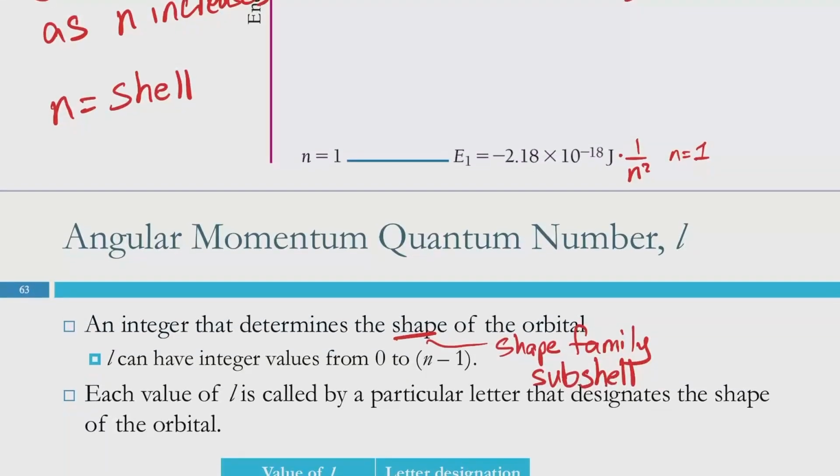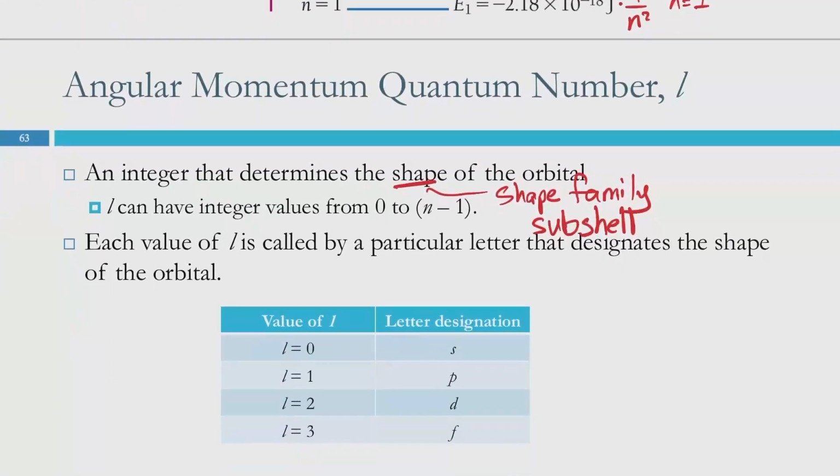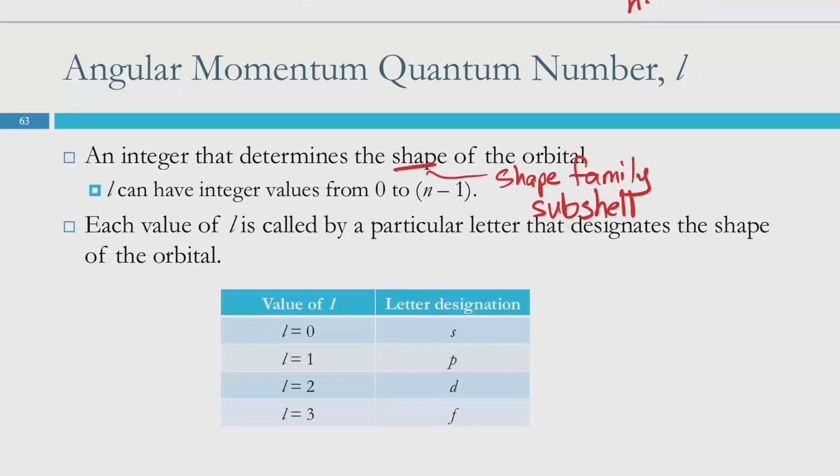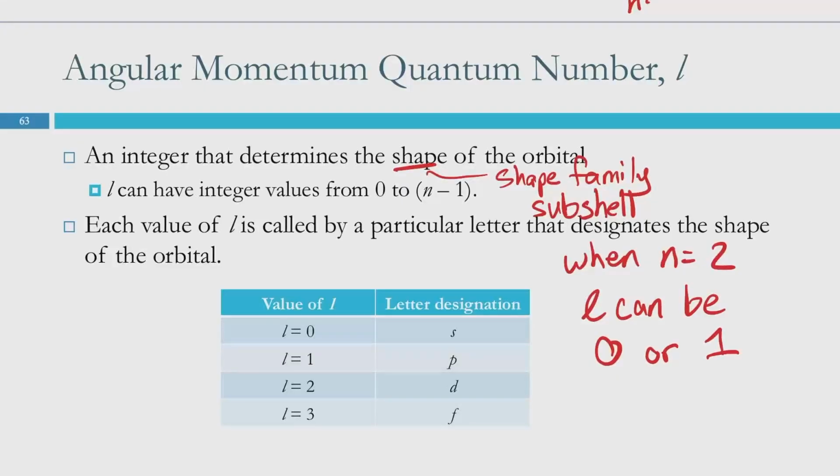And we could also think of it as the shell. So in the Bohr model, our little orbits, those would be our shells. So this is inside of one of those levels. And L, our angular momentum quantum number, has integer values from 0 to n minus 1. So when n equals 2, L can be 0 or 1, which is 2 minus 1.